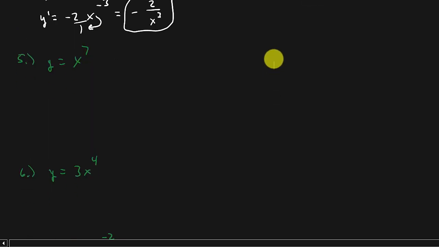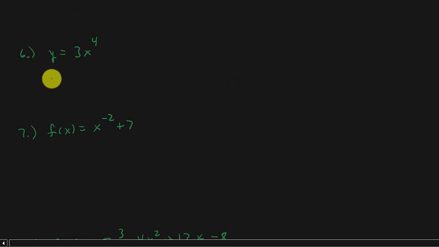And then this one right here, well, that's easy. The 7 comes down. Subtract 1 from the exponent. So that would be 7x to the 6th. And then what about this one? Well, y prime is what? Well, the 4 comes down. 4 times 3 is 12. Subtract 1 from the exponent. 4 minus 1 is 3. And there's your answer.